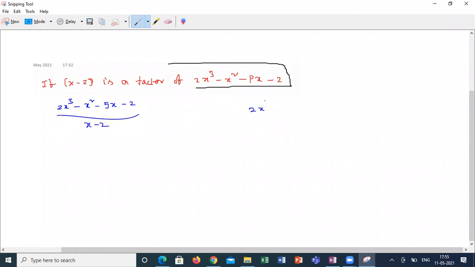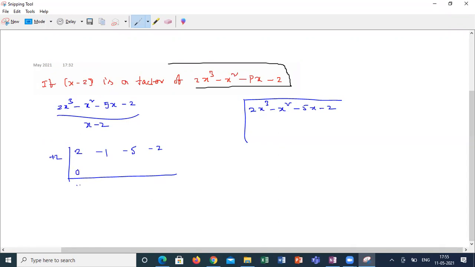So, long division method first. 2x cubed minus x square minus 5x minus 2. If I am using the synthetic division method, to understand how to do it: 2, minus 1, minus 5, minus 2, plus 2, 0, 2, 4, 3, 6, plus 1, 2. So 0. If it is not a factor, see this last term, this is the remainder value. It won't come 0. So the answer is x square plus 3x plus 1.